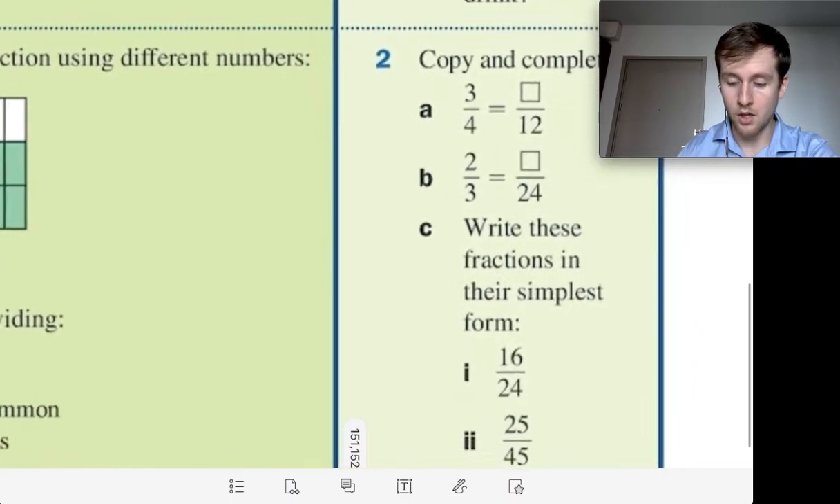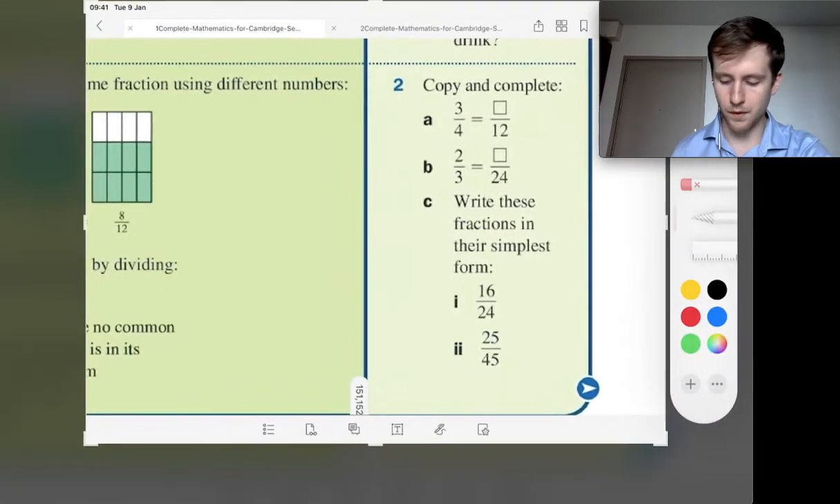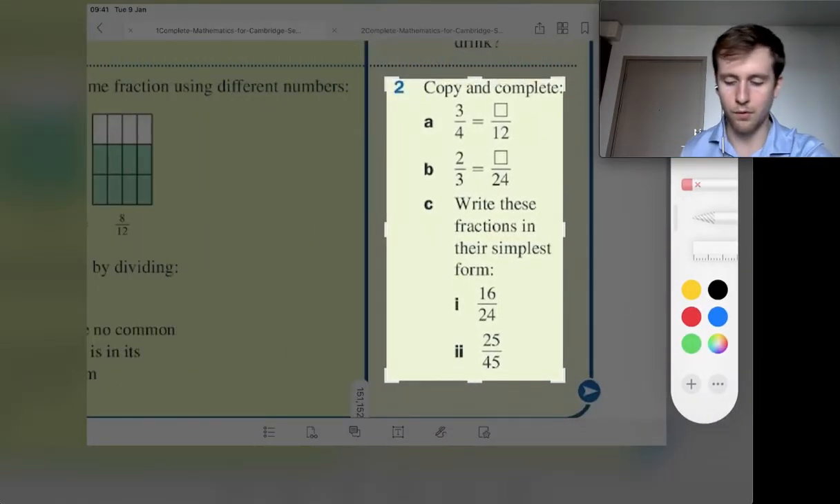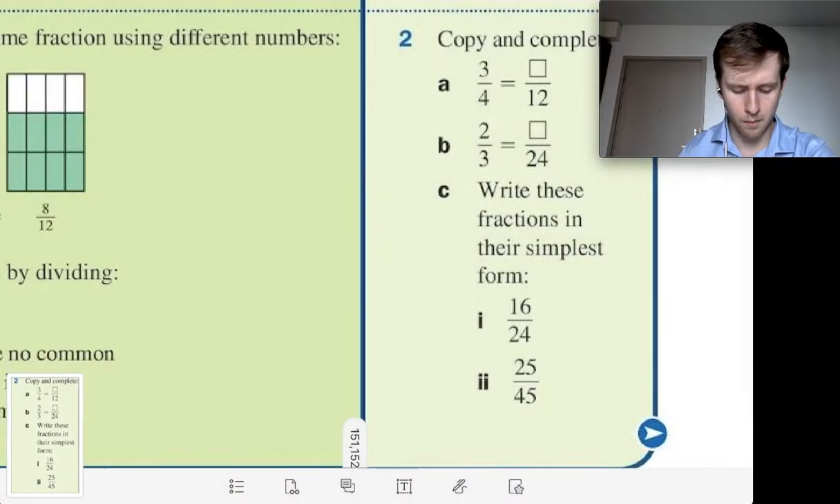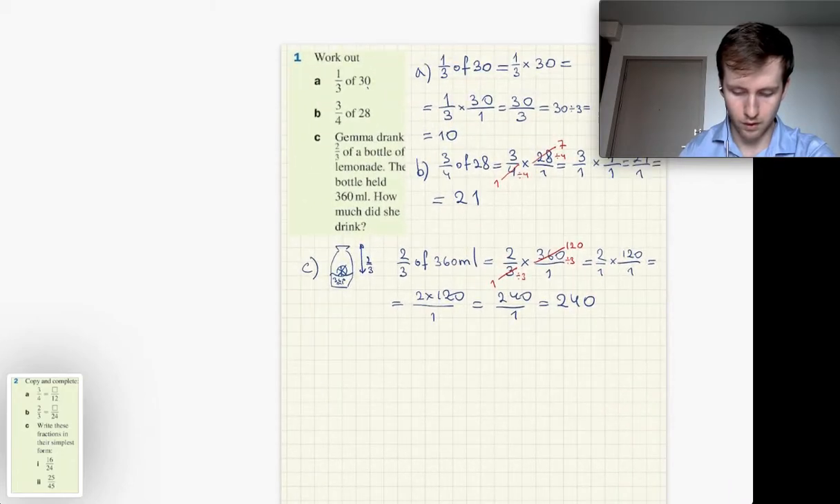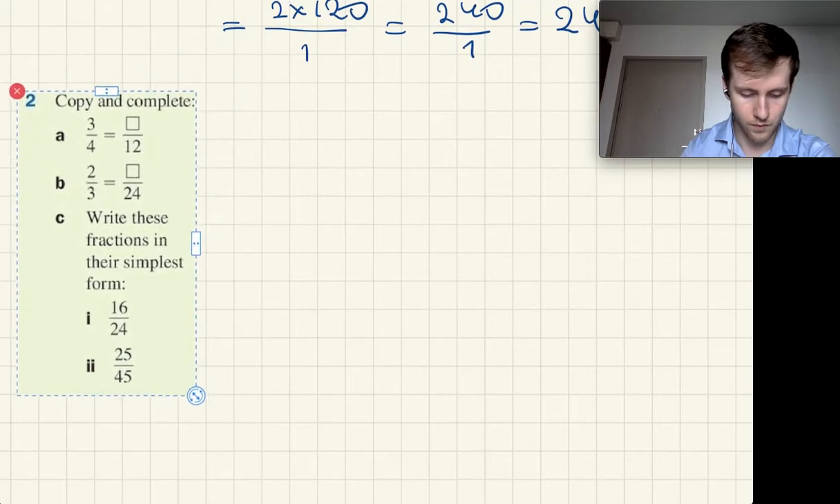Next one is equal fractions. So here we have to figure out different equal fractions. How do we find them? What do we do with them? Let's find out. Do we have enough space on this page? Yes, I think we do.